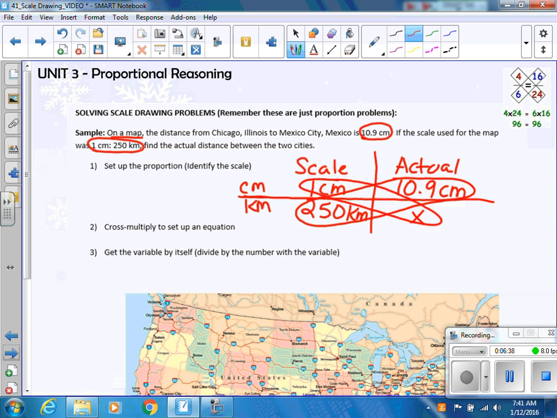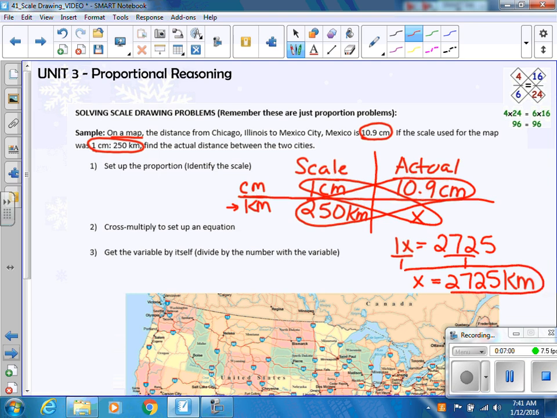You're just going to simply take this, cross multiply. And when you set up your equation, you get 1x is equal to 2,725. Anything divided by 1 just equals itself, so x equals 2,725, and that is kilometers, because if I look across my units, my x is under kilometers, so I know that that's my solution. So that takes care of cross multiplying and getting the variable by itself by using division.